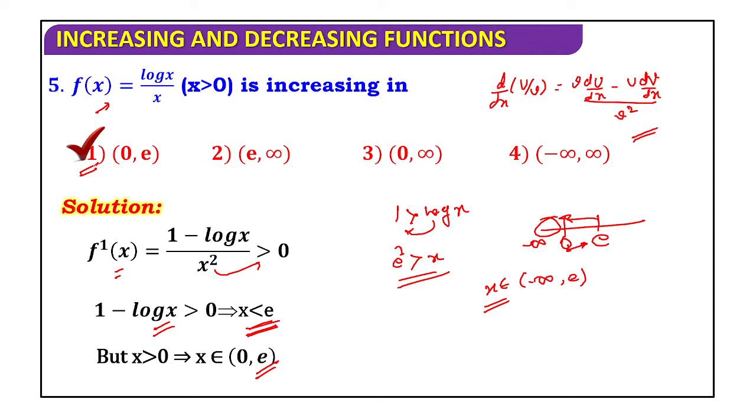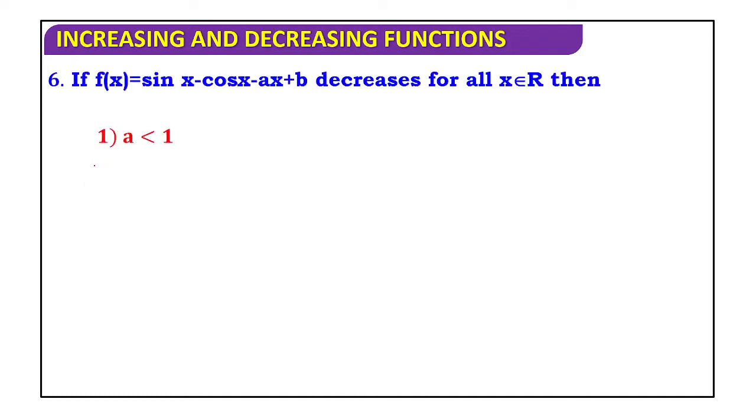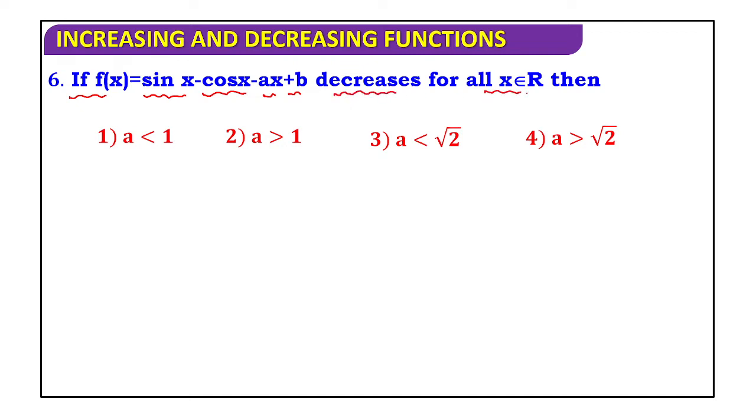Okay. Very good. So now quickly we can move to the sixth problem. That is, if f of x equal to sin x minus cos x minus ax plus b decreases for all x belongs to R, then, okay, so see, you can differentiate this.